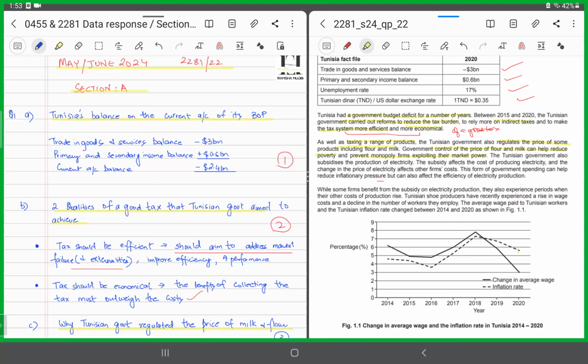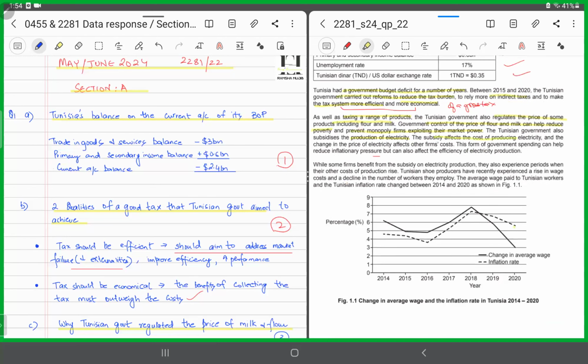The Tunisian government also subsidizes the production of electricity. So what does it do? The subsidy affects the cost of producing electricity, and the change in price of electricity affects other firms' costs. This form of government spending can help reduce inflationary pressure and can also affect the efficiency of electricity production. So the plus point is that it would reduce the inflationary pressure, but the negative aspect is that it would affect or negatively impact the efficiency of these firms, right? Because they will get over reliant on these subsidies.